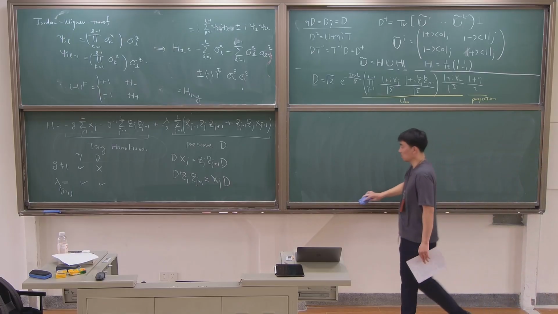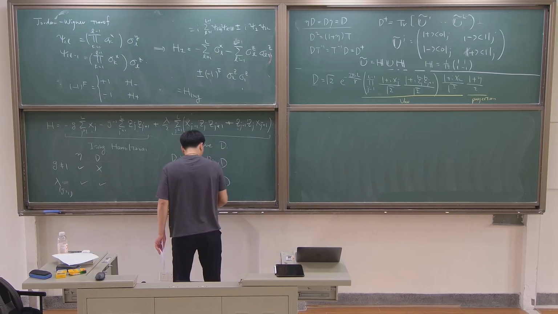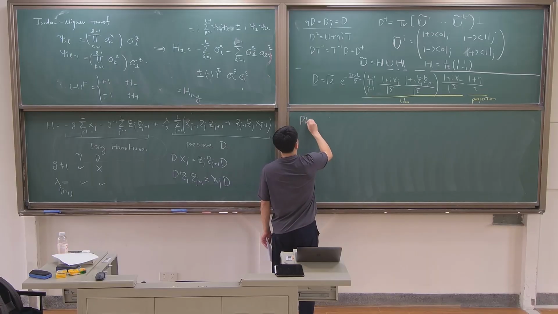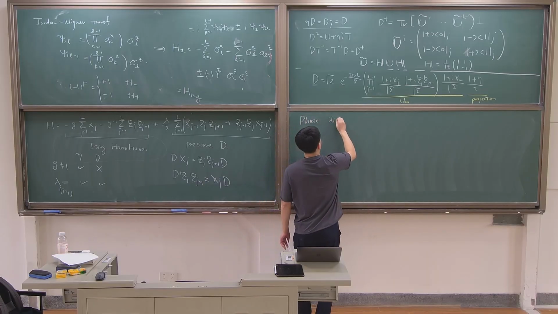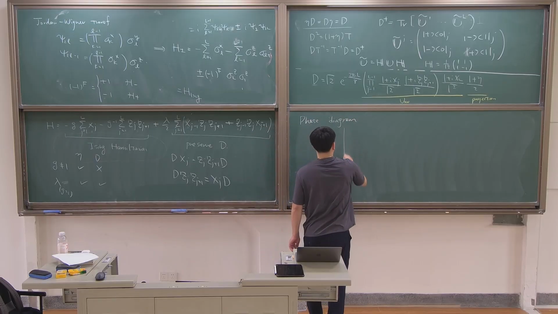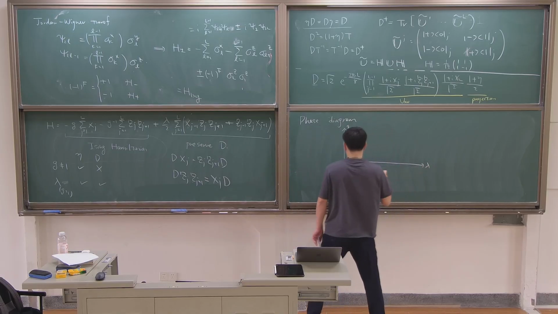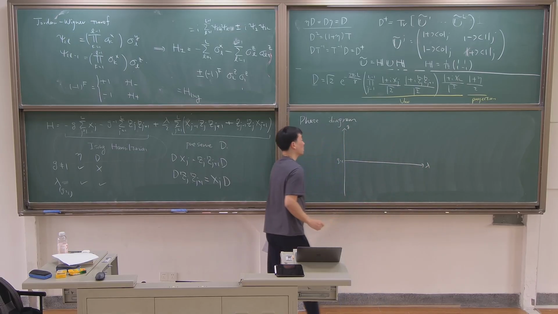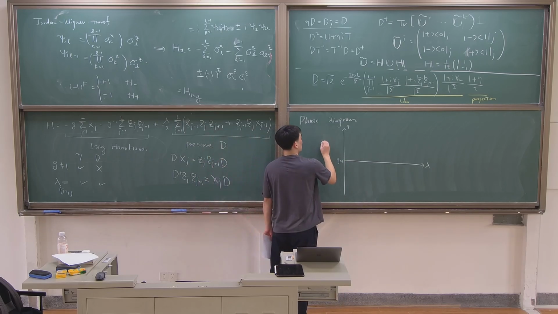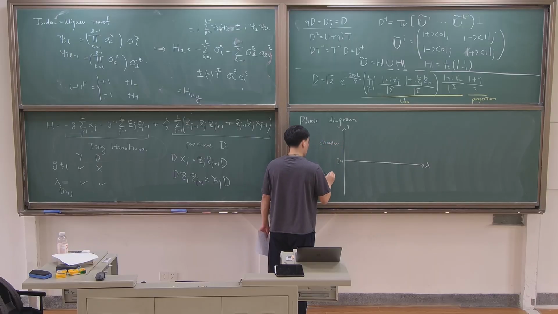So now we just write down the phase diagram. In condensed matter physics, we always write down the phase diagram of this Hamiltonian. So this is g, and g is lambda, and this is g equal to 1. So this is the disordered phase, and this is the ordered phase. You can say, let's say this is g.